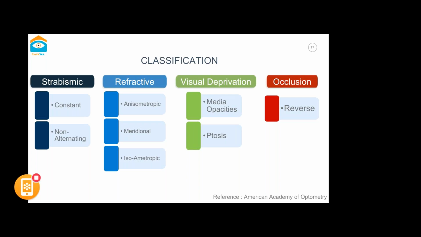Under fusion amblyopia, as I was talking about, if you keep the sound eye under the patching, it will get reversal. So reverse occlusion amblyopia will be generated whenever you keep the sound eye under patching for a longer period of time. This was taken from American Academy of Optometry.